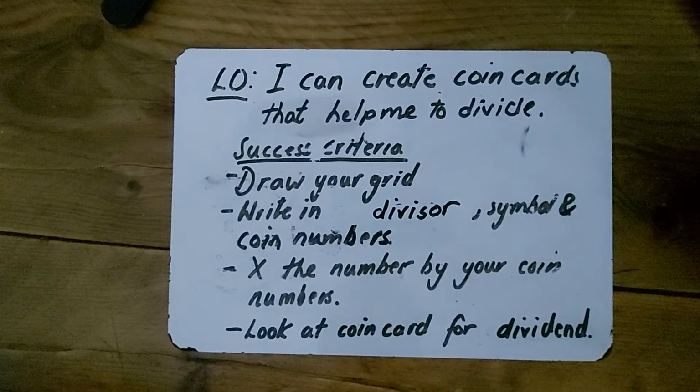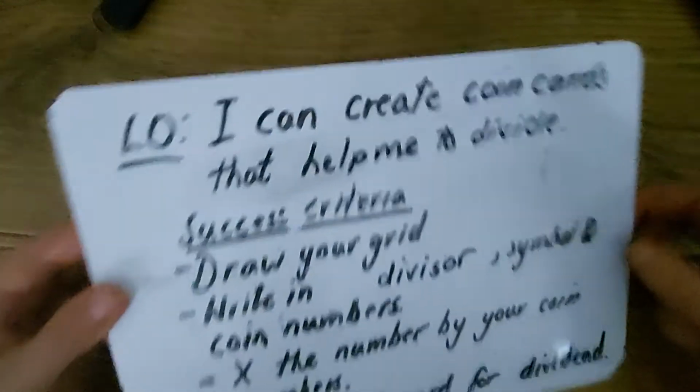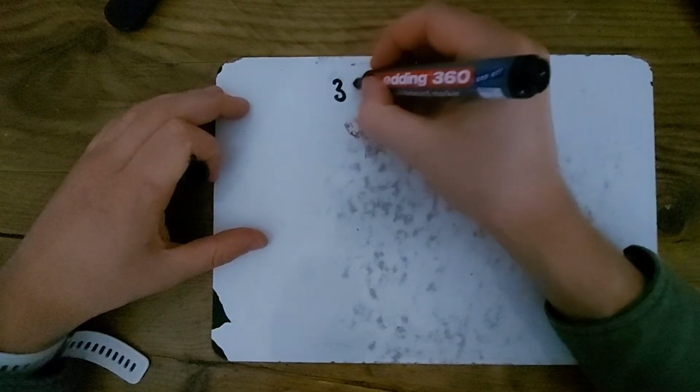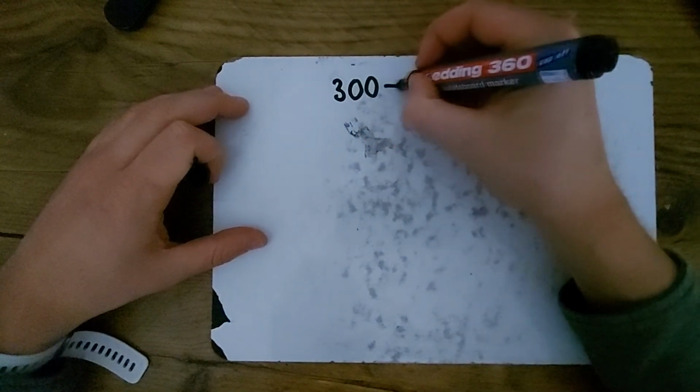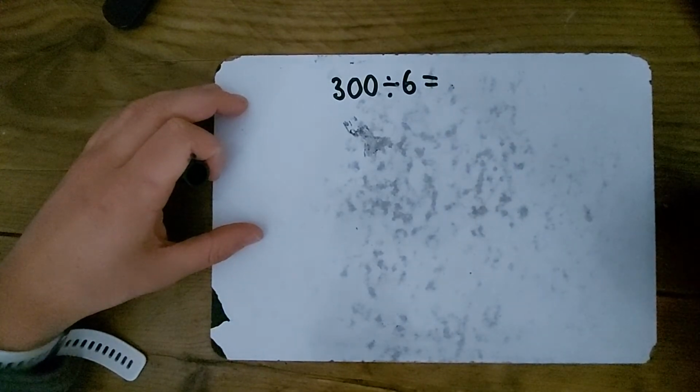If you're not sure about how to create a coin card, there is another video which just shows you how to do that. So let's have a quick look. So here is a division question. We've got 300 divided by 6.